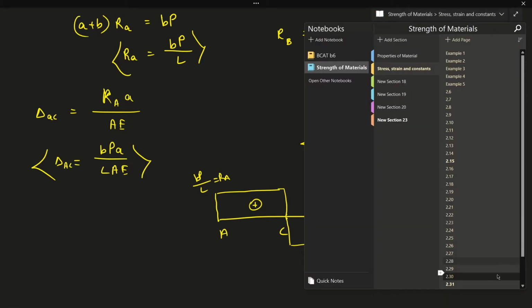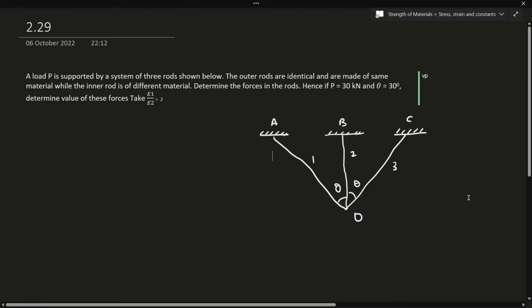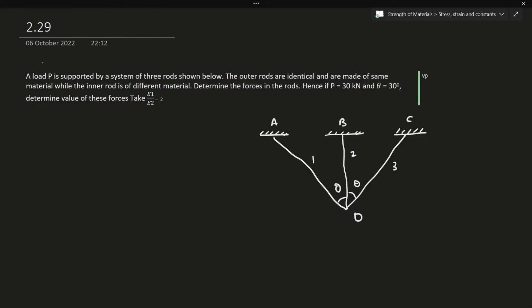Let me move on to the next one. Right, so a load P is supported by a system of 3 rods as shown below. The outer rods are identical and are made up of same material, so meaning that E1 is equal to E3.